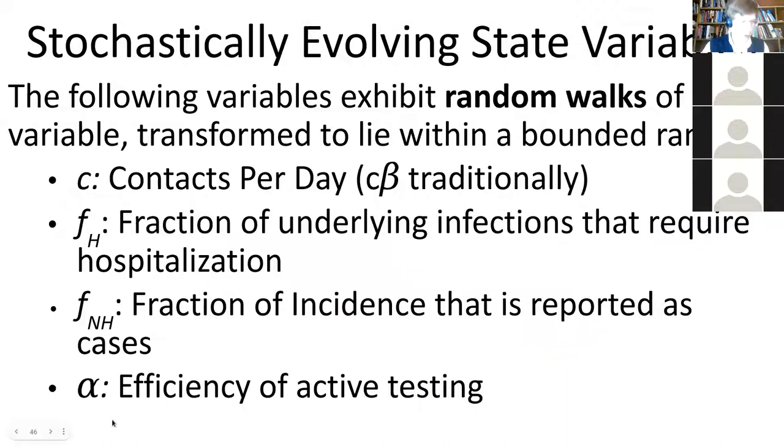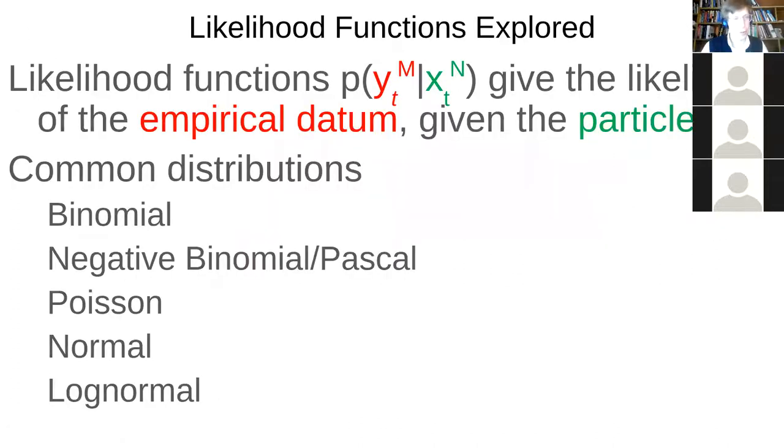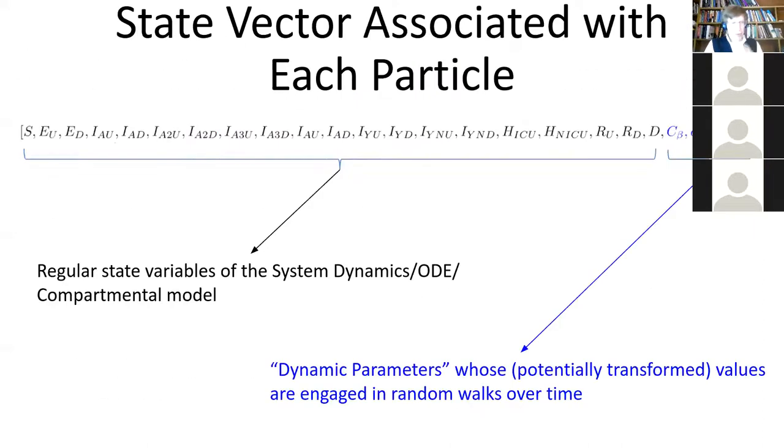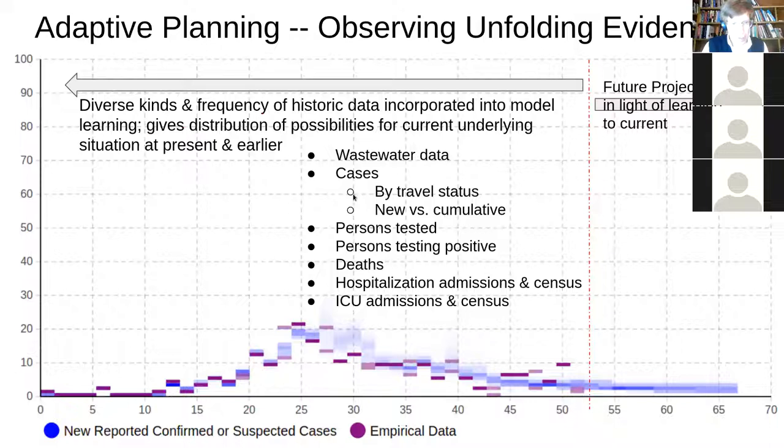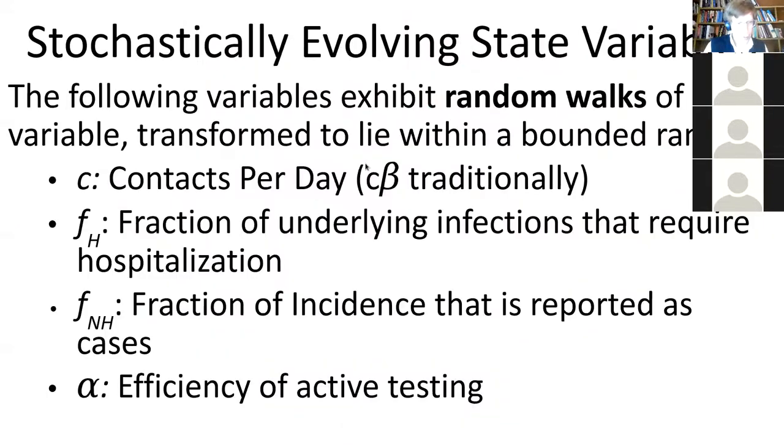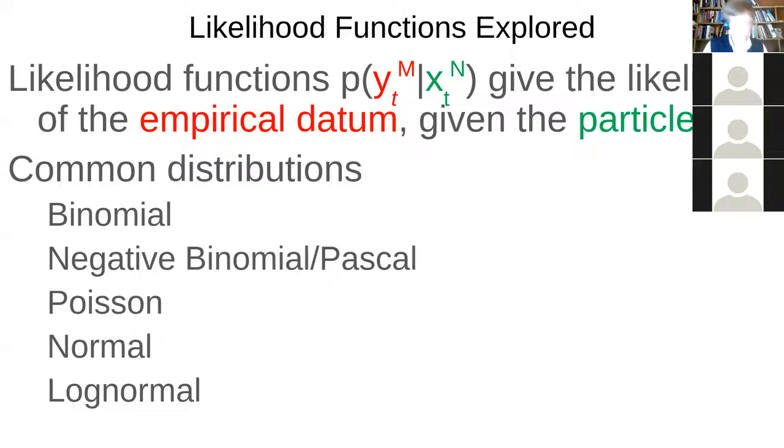Each of these parameters at any one time will have a value. It will just be wandering over time, or a transformed version that will wander. A likelihood function, given a particle's belief right now, will say, what's the likelihood of observing a certain set of observations right now, like a certain number of cases, persons testing positive, deaths, hospital admissions, people overnight in the hospital and in the ICU, and maybe a certain value for wastewater data. I'll be talking specifically about wastewater in a later lecture, by request.